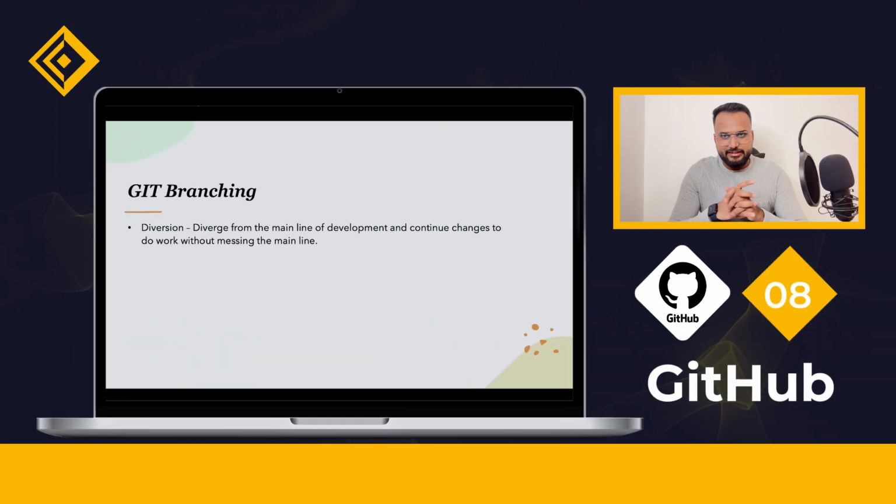What is branching? Branching means diversion. Diversion means you diverge from the main line of development and continue to do changes or do work without messing up the main line. For example, we have a big software and we are all pushing our code to the same GitHub repository. In case someone pushes code with some specific errors or bugs, it will destroy the full repo or the full project.